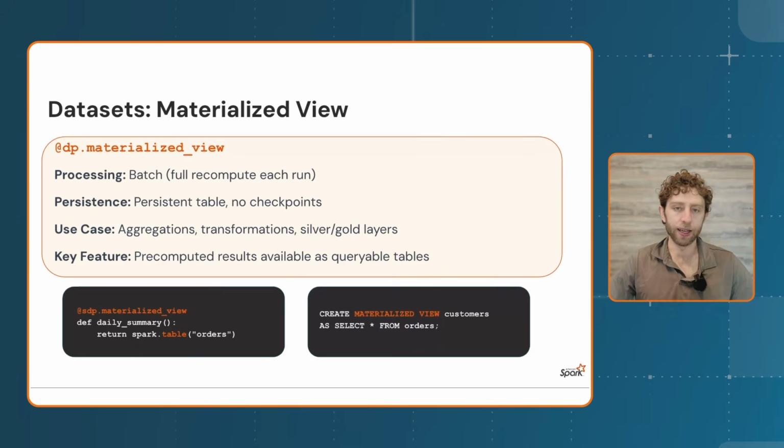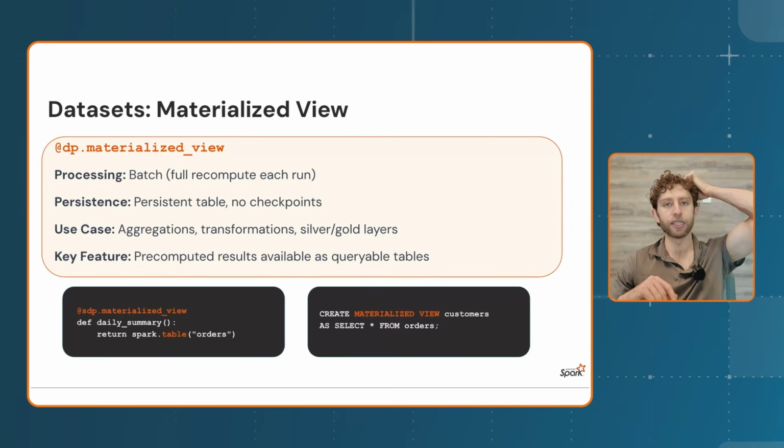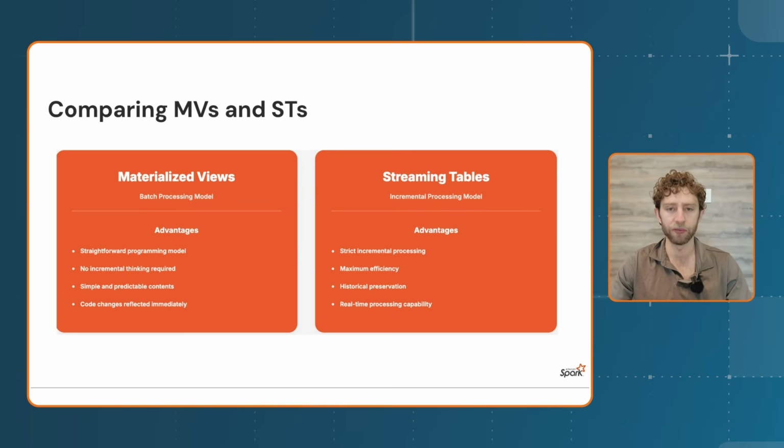Another kind of SDP dataset is a materialized view. A materialized view is a table that contains the results of a single batch query. Unlike with a streaming query, where results of each execution are appended to the table, the contents of a materialized view are fully replaced by the results of the query each time the pipeline runs. Materialized views are often used for data in the later stages of a pipeline. Materialized views have a couple advantages over streaming tables. Because they're populated by batch queries, the programming model is very straightforward. You just write a standard select statement or return a standard data frame. You don't need to think incrementally. When doing joins or aggregations, you don't need to deal with streaming concepts like watermarks.